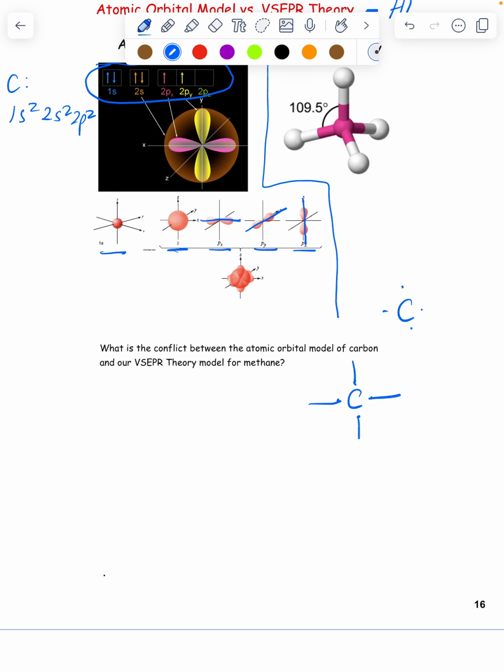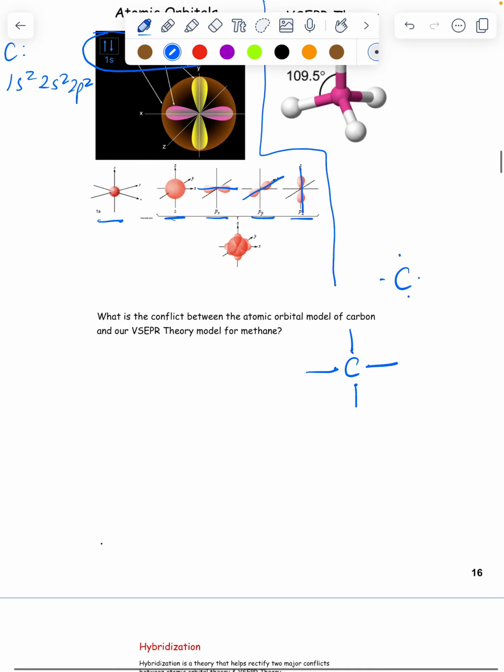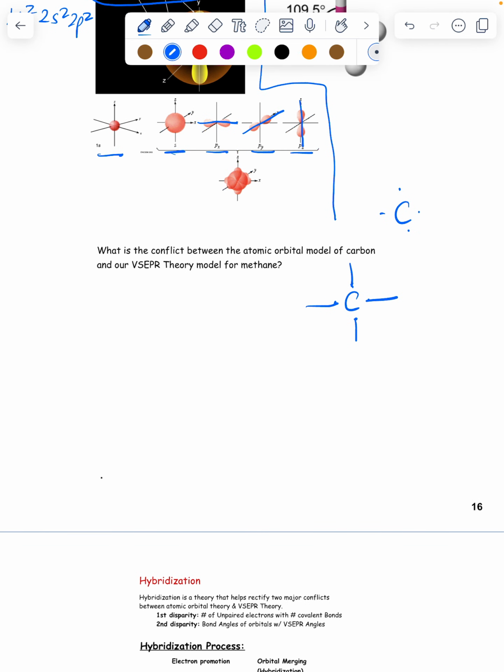And then we learn the VSEPR theory, the valence shell electron pair repulsion theory, and we tell ourselves, okay, well, if carbon forms 4 bonds, like if it forms methane, then the shape it's going to have, because there are 4 electron domains, is something that we call tetrahedral. So it has this sort of 3-dimensional nature to it, and all the bonds are 109.5 degrees from one another.